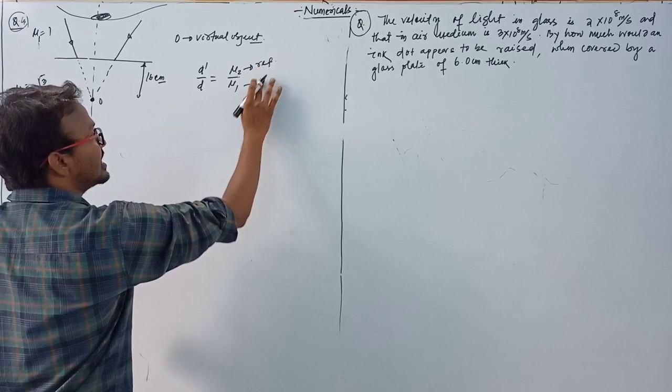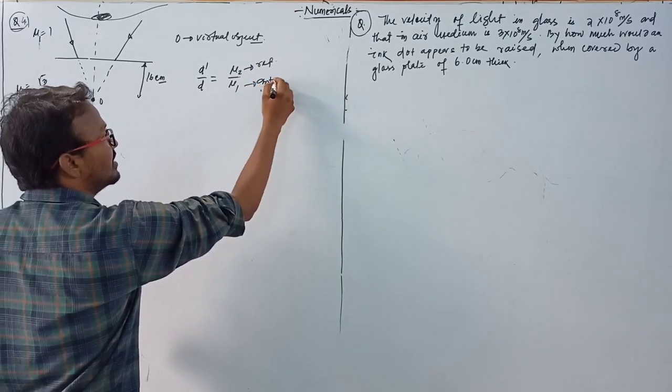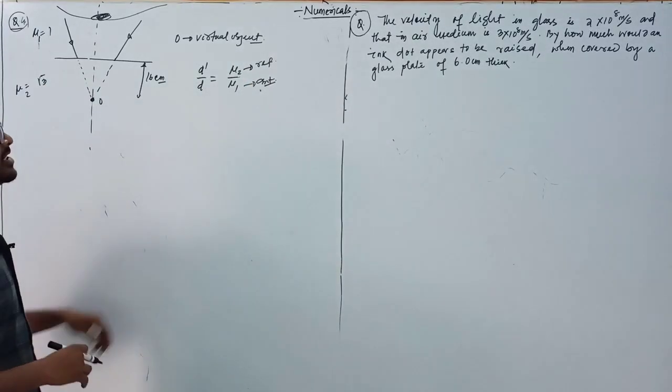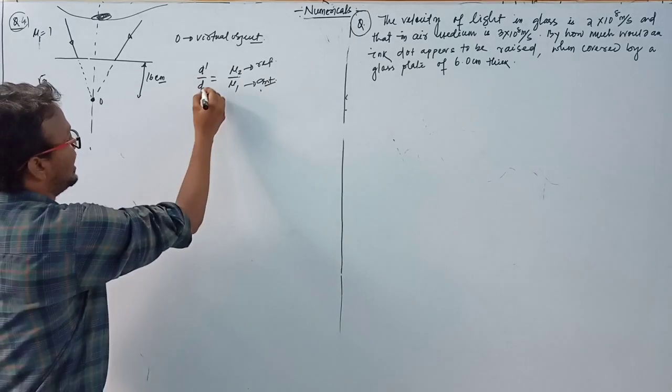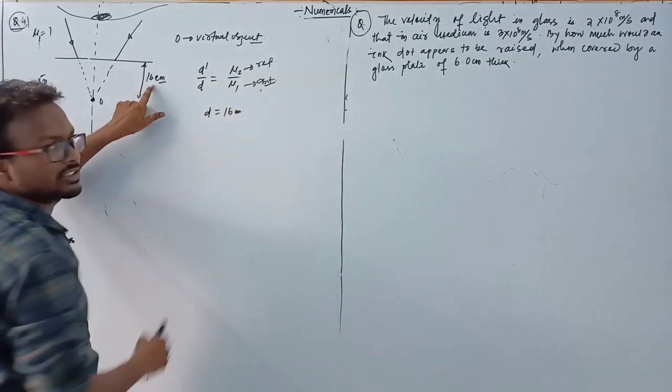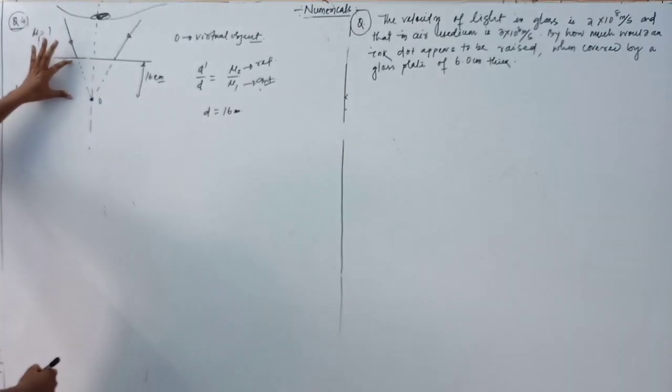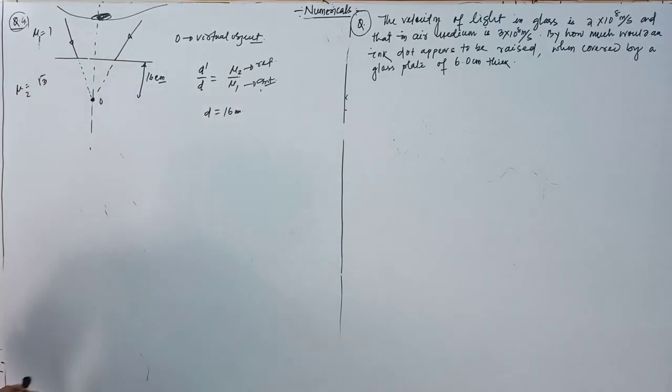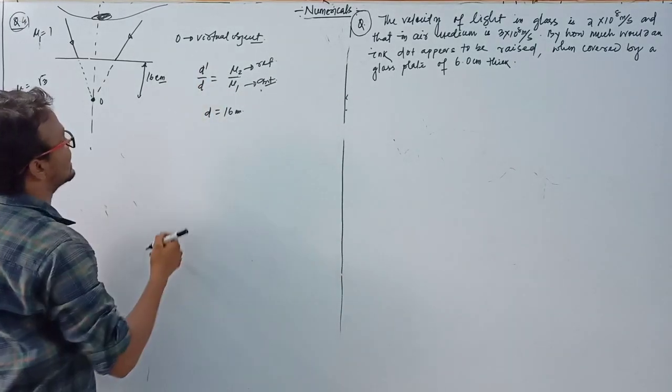What is mu 1? That is the medium in which the incident ray is traveling. So what is d dash? Apparent depth. And d is here, that is 16 centimeter. Why? Because here the object is known as a virtual object. Okay, now the question: we have to find d dash.